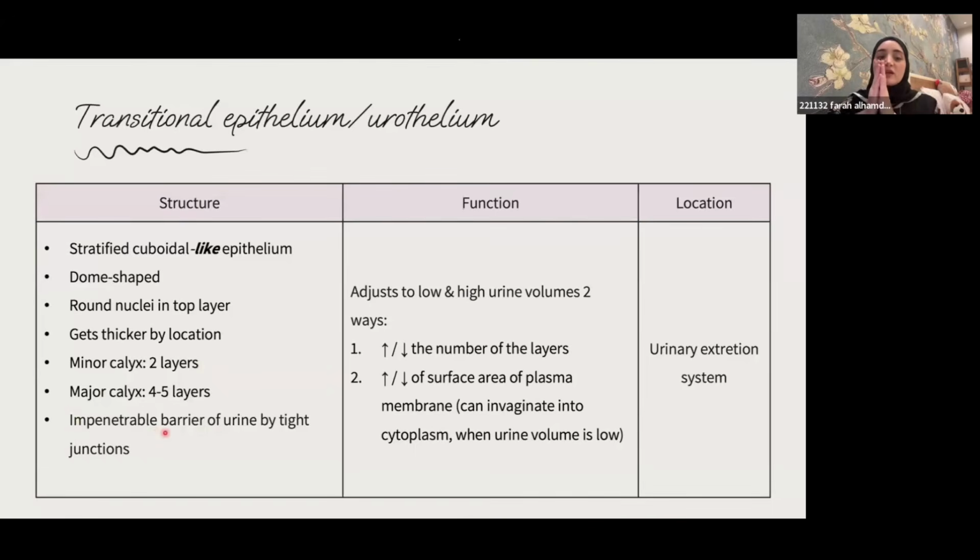And they have an impenetrable barrier of urine with tight junctions. The function of transitional epithelium is that it adjusts to low and high urine volumes. So when there's a high urine volume, it changes shape. Depending on high or low urine volume, it increases the number of layers or decreases the number of layers to make it thinner. It also changes the area of the plasma membrane. It can invaginate onto itself, which I'll show you later. And this is the urinary excretion system. Sorry, this is a typo, excretion.